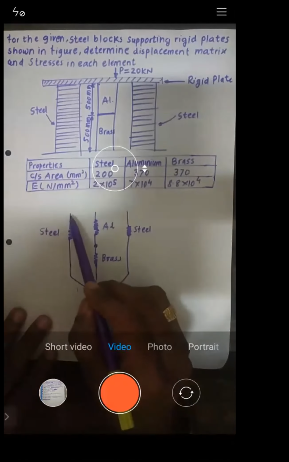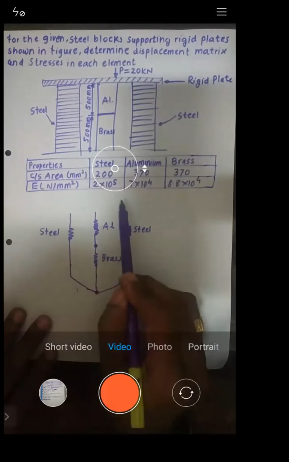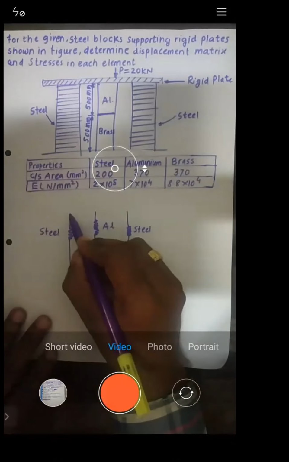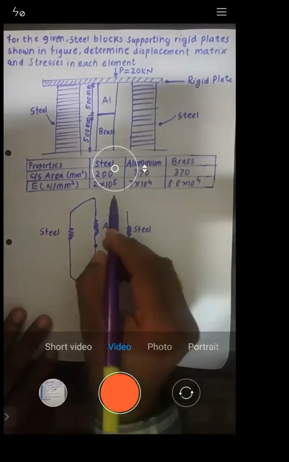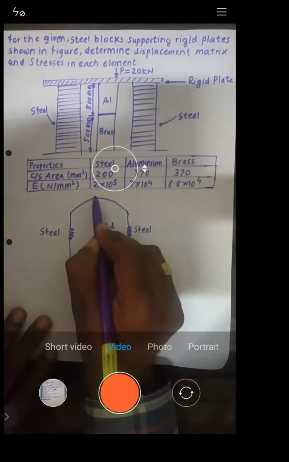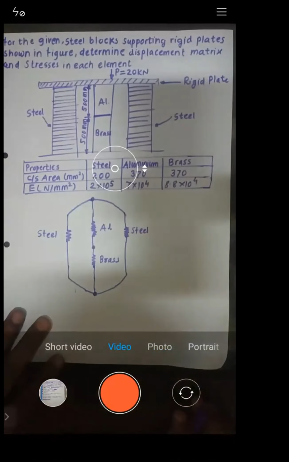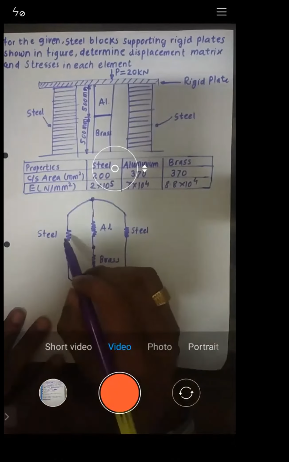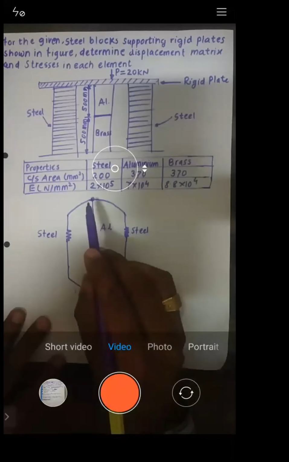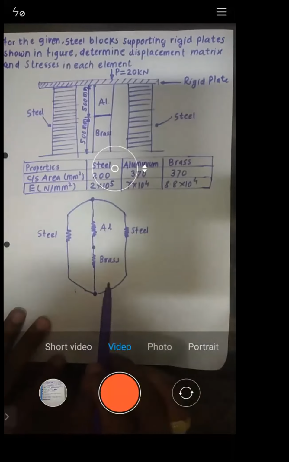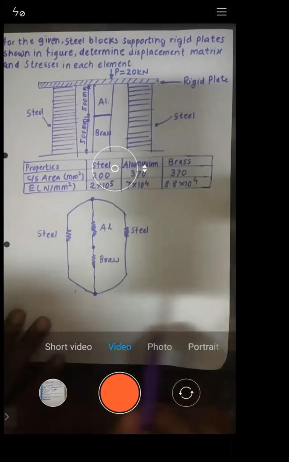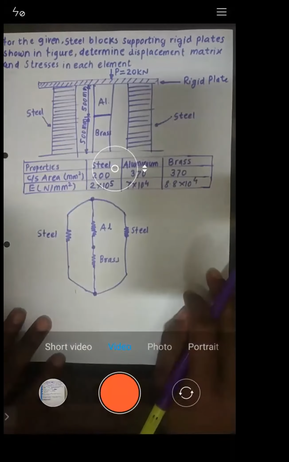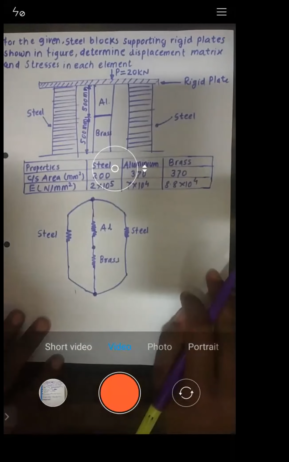Similarly, the same case is going to happen at the top side. At the top side, you need to connect steel, aluminum, and again steel at a single point, right? So this is again one node. Are you able to get this diagram that I drew? Yes, sir. At the top, steel, aluminum, and steel are connected at a single point. Similarly, at the bottom, steel, brass, and steel are again connected at the same point. Is it clear?